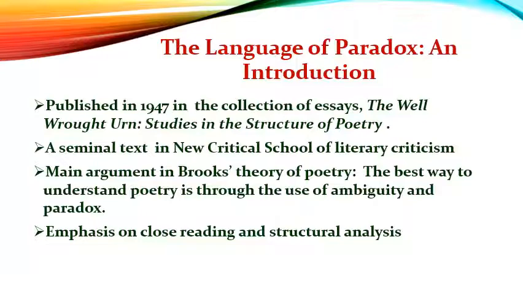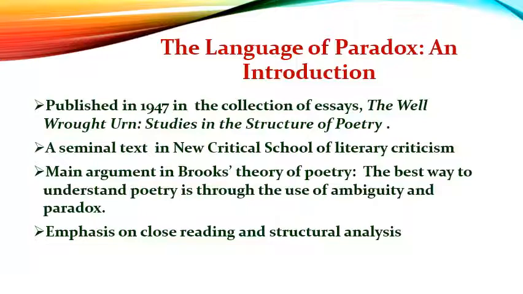Brooks has given expression to his main argument, or his key idea with regard to the theory of poetry. His main argument is that the best way to understand poetry is through the use of ambiguity and paradox, and how a critic can move forward while interpreting a poem through its complexity, through the use of paradox. For this approach, Brooks has emphasized close reading and structural analysis of the text.